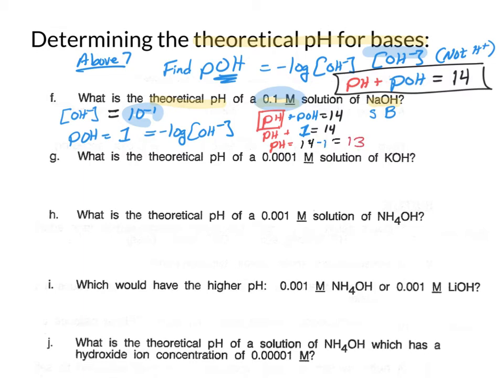And now it's your turn to try letter G, which is, what is the theoretical pH of a 0.0001 molar solution of KOH? Pause the video while you try this, and then come back to me.